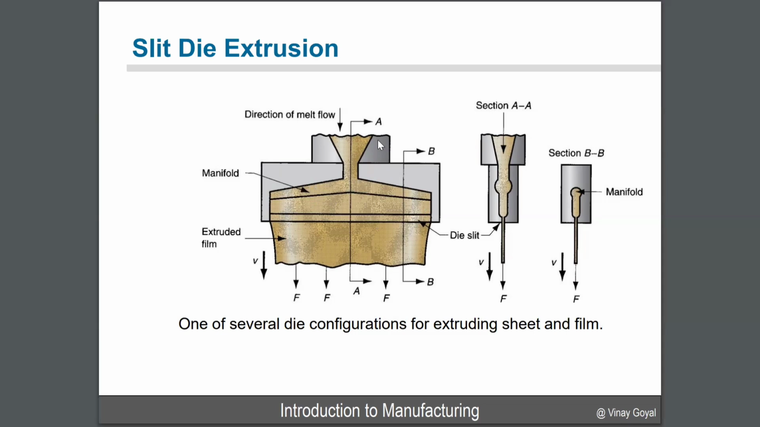Now I'm gonna do a cut here, section AA. So look at this section AA. I'm gonna do a cut right here. And when you look at the cross section, what you see is you have a conical type shape in a very thin slit.